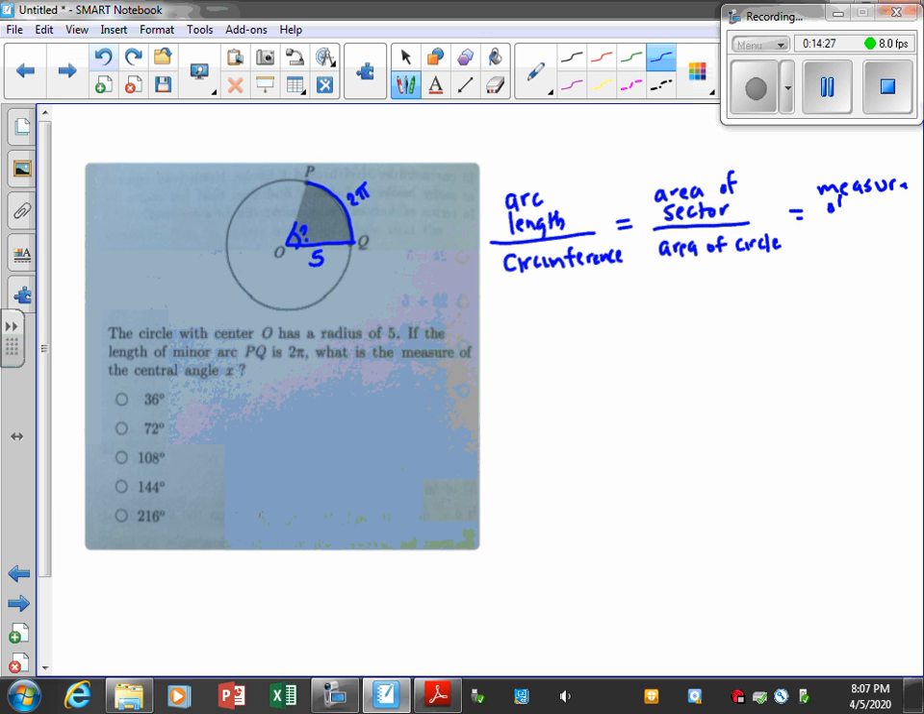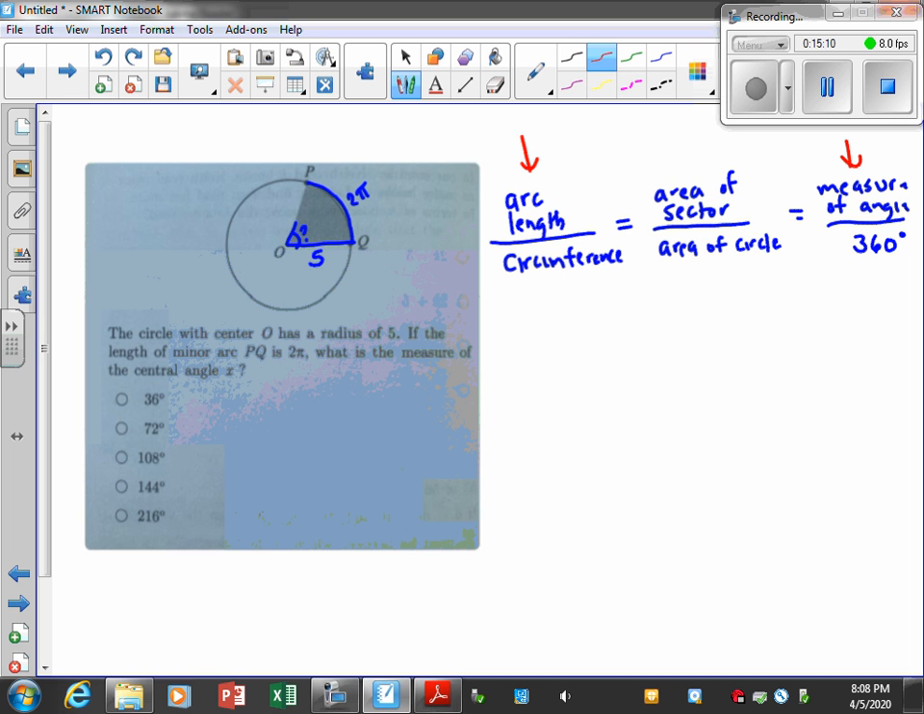Measure of central angle over the angle of the entire circle. So it's like part of the circle, the entire circle, part of the circle, the entire circle. So we can use 2 of these relationships to set up a proportion. What they gave us was arc length. They told us arc length, and they also told us the central angle is x. So we're going to use that information. So we're going to choose to use the arc length circumference one and this measure of an angle. So we're going to use these two.